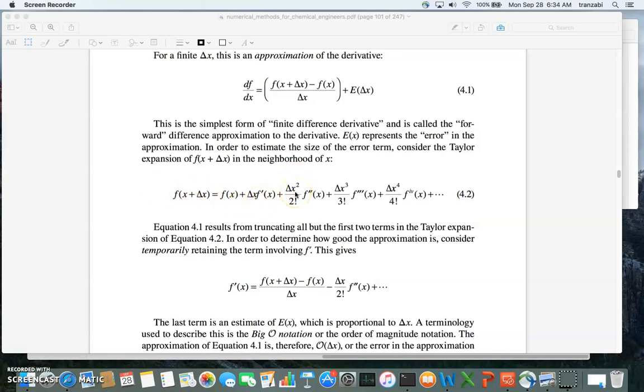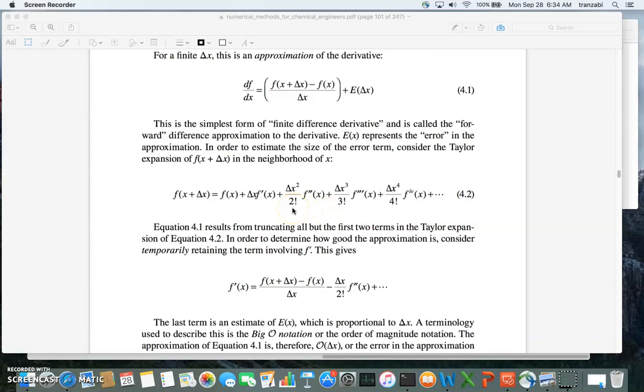So on the right side, what I'm left over with is going to be f prime of x, right? Because when you divide by delta x, this becomes f prime of x. This one goes away. This one becomes delta x over 2 factorial. This one becomes delta x squared over 3 factorial, and so forth, right?